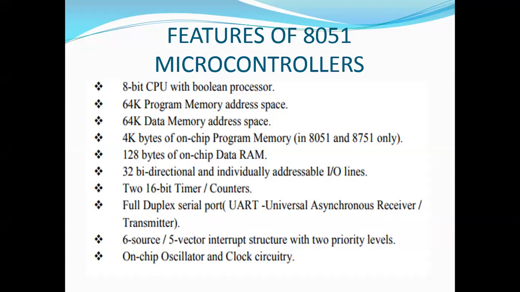Here each timer is 16-bit. Each timer is 16-bit, but our processor is 8-bit and processes only 8 bits at a time. So how will we handle 16 bits? It is divided into two parts, lower part and upper part. Timer 0 has a lower and upper part, and timer 1 also has a lower and upper part. Timer 0 is TL0 and TH0, and timer 1 is TL1 and TH1. These are the two timers.